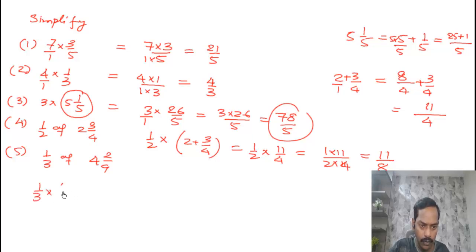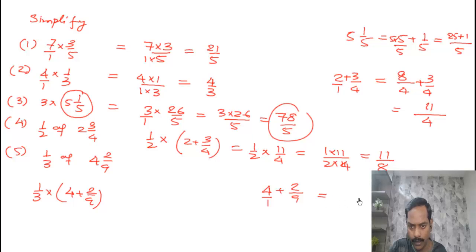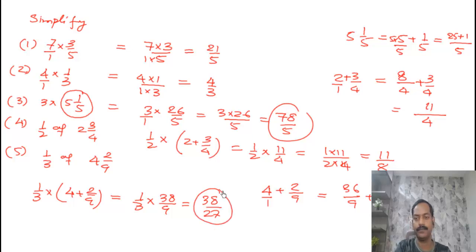Now this can be done in the same way: 1/3 of 4 plus 2 by 9. Again, 9 is in the denominator here. The denominator of 4 is 1, so we have to make the denominator 9, so that both the denominators will be the same. So we have to multiply both numerator and denominator by 9. So here it should be 36 plus 2 by 9. So this comes out to be 38 by 9. So this would be 1/3 of 38 by 9, which effectively is 38 divided by 27.